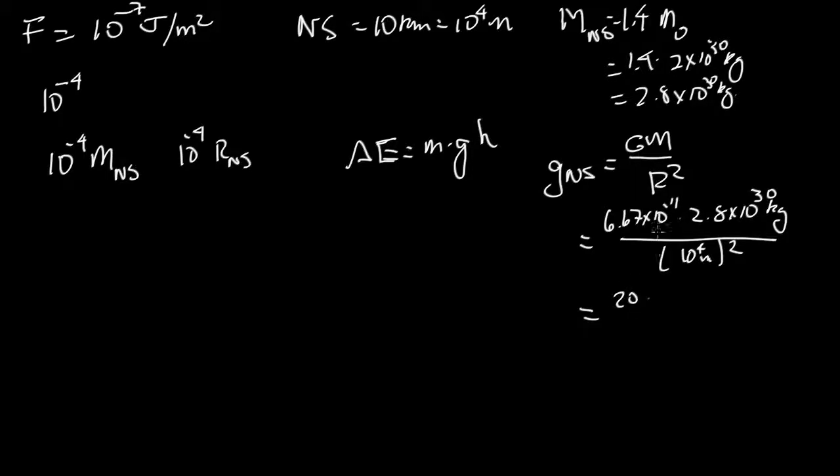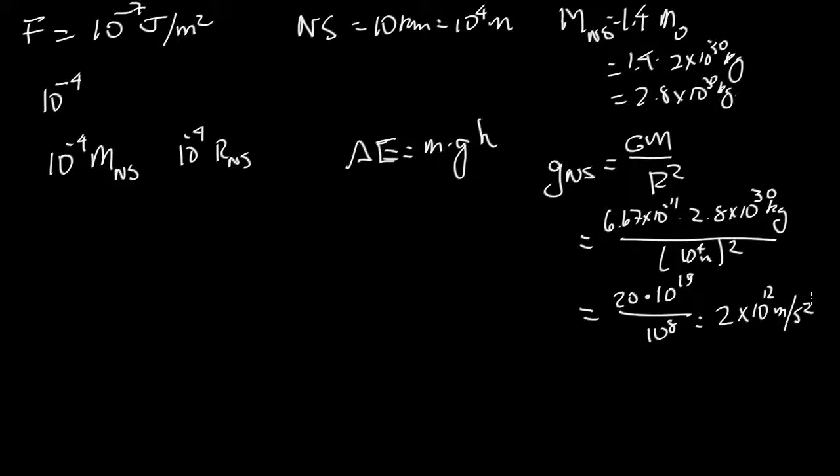And using my exponential notation, I have 10 to the 19 on top, 10 to the 8th on the bottom. And so altogether, that gives us about 2 times 10 to the 12 meters per second squared. That's a lot more than the 9.8 meters per second squared we have on Earth.